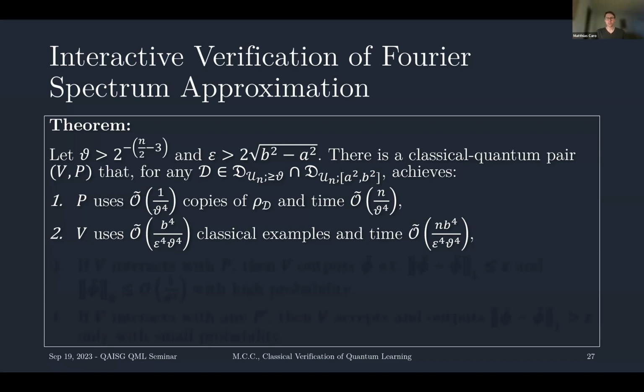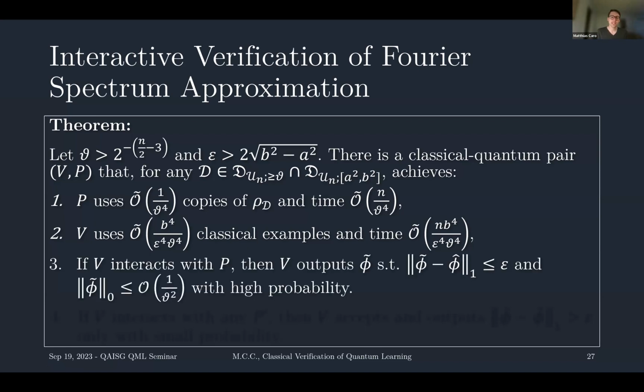And then we have two more properties. The first is what a complexity theorist would call the completeness property. So what we say here is if the verifier interacts with the honest prover P, then the verifier is going to output a good approximation to the unknown Fourier spectrum. So it's going to output a phi tilde that is close to the unknown Fourier spectrum in one norm. And again, it doesn't have too many non-zero entries. And this happens with high success probability. So if the prover actually does what they're supposed to do, then in the end, the verifier has a good Fourier spectrum approximation.